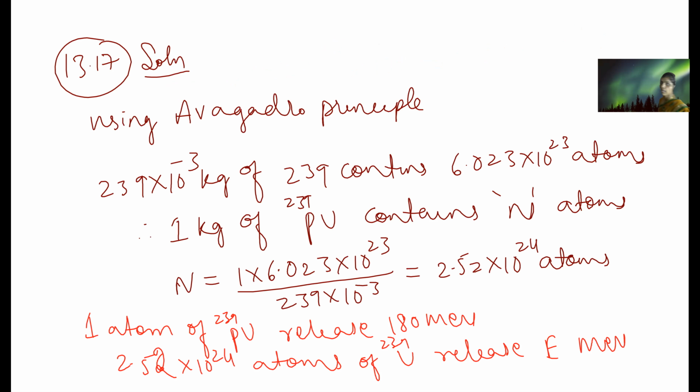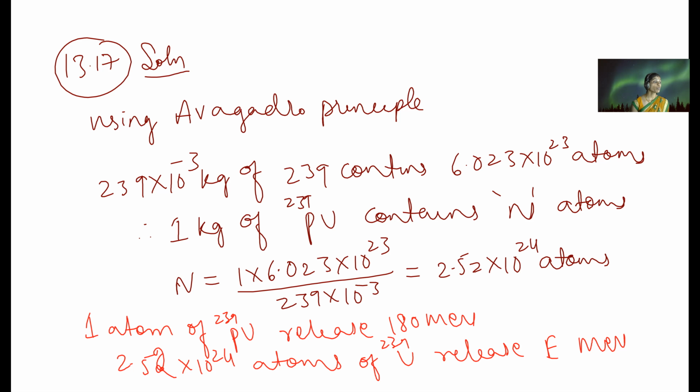So they asked to calculate how much energy is released. This is calculated by using Avogadro's principle. 239 into 10 to the power of minus 3 kg of plutonium-239 contains Avogadro's number of atoms. So we have to find how many atoms are in 1 kg of plutonium-239. By cross multiplication, 1 into 6.023 into 10 to the power of 23 divided by 239 into 10 to the power of minus 3 gives 2.52 into 10 to the power of 24 atoms.